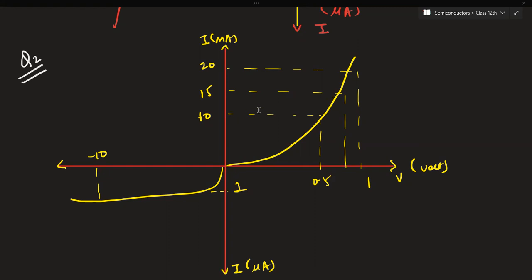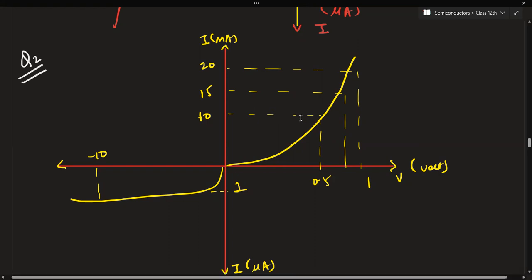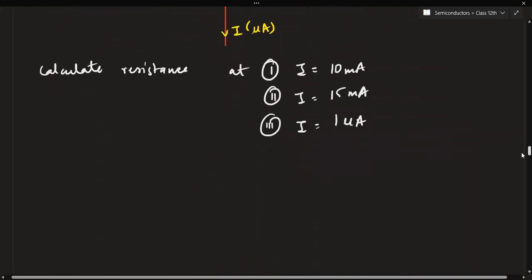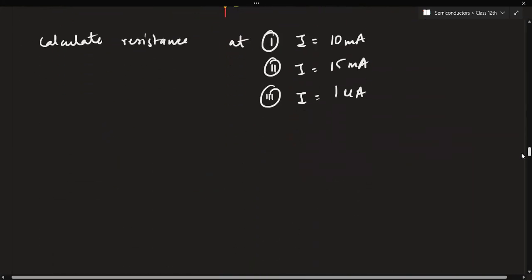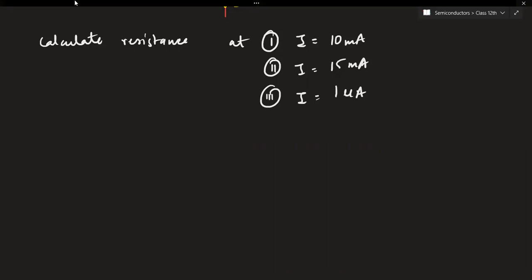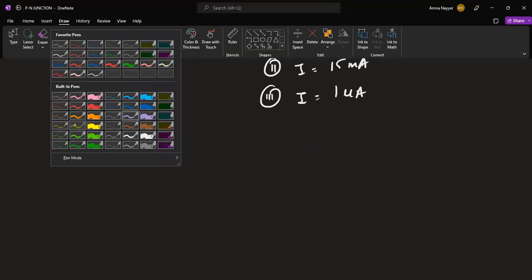Okay. See, this is 10 milliamperes. For it, voltage will be 0.5 volt. So resistance will be what? You have to find out resistance. Current is 10 milliampere, voltage is 0.5, simply directly calculate. See, for the first part, I is given as 10 milliamperes.